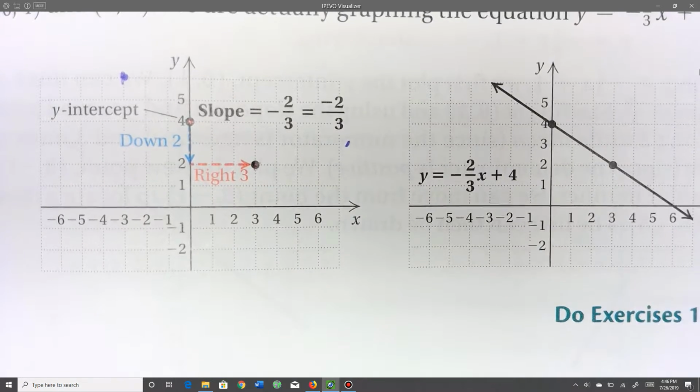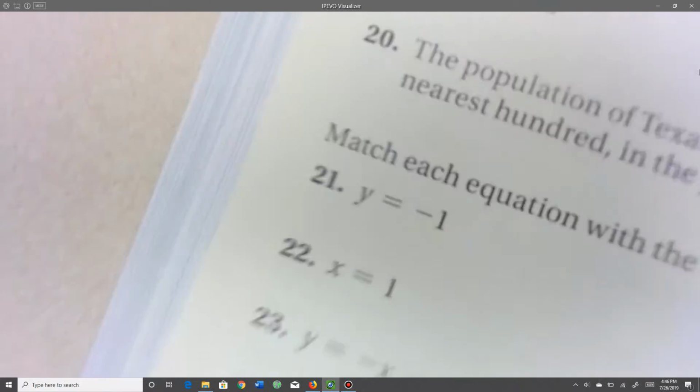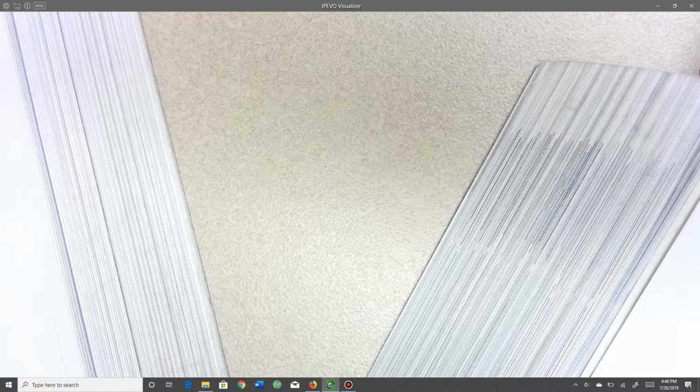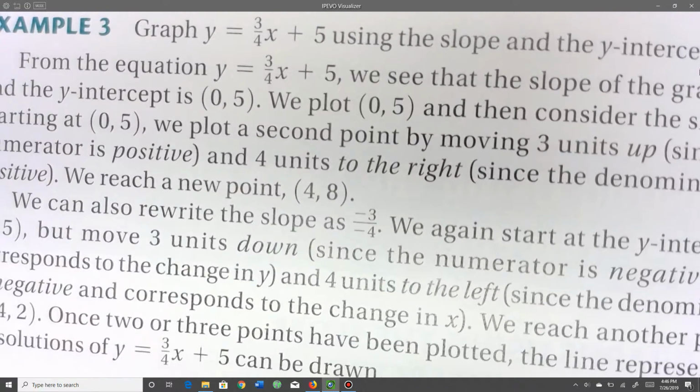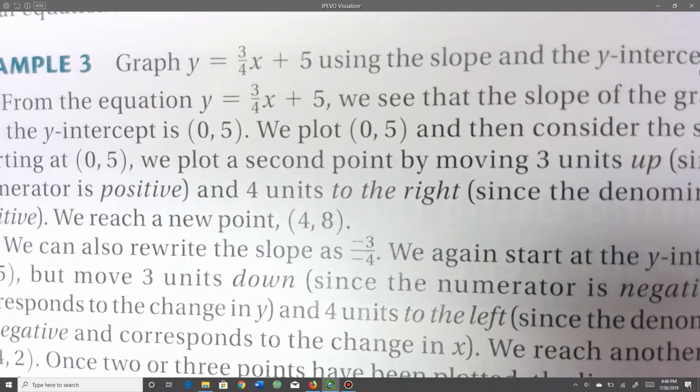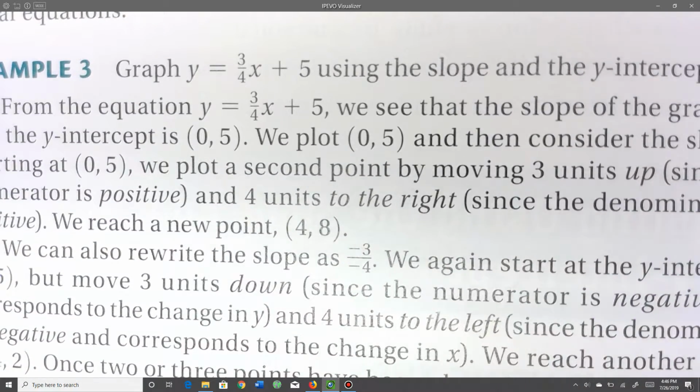And that's that for that example, okay? Let me turn the page here real quick, because I have one more example, or two more examples here. Oh, okay. Now we need to graph number 3. Okay, so now they gave me the equation.